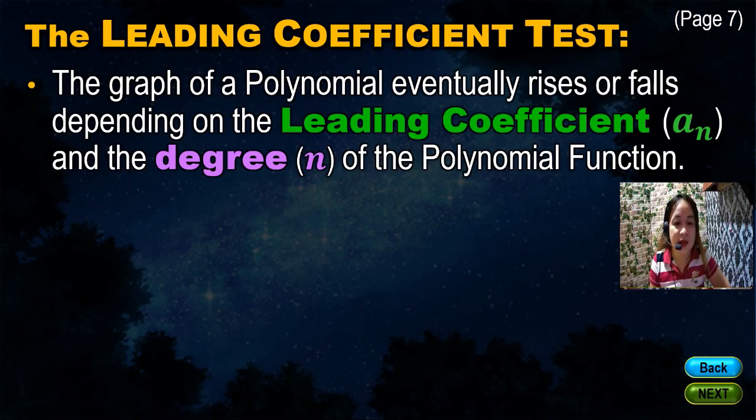The leading coefficient test. The graph of a polynomial eventually rises or falls depending on the leading coefficient. So, ano ba yung leading coefficient? That is a sub n, and the degree n of the polynomial function. Lagi nating tatandaan yung n ay positive integer.